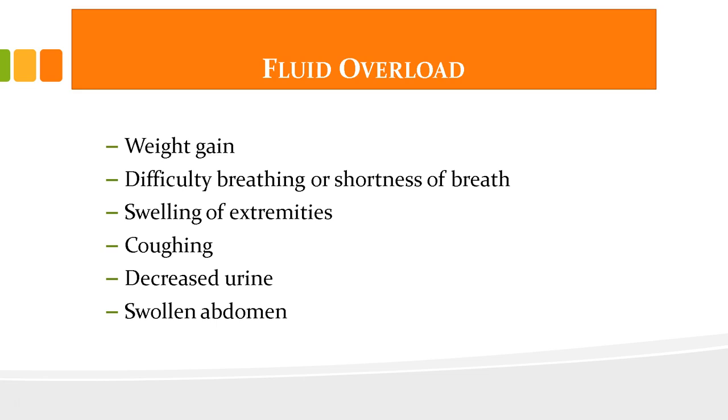Difficulty breathing or shortness of breath could indicate there's fluid in the lungs or outside of the lungs. Swelling of the extremities, such as the lower legs and hands. Non-productive coughing. Decreased urine. Swollen abdomen. Doctors may prescribe a fluid restriction to residents with fluid overload. This means following a strict fluid intake diet.